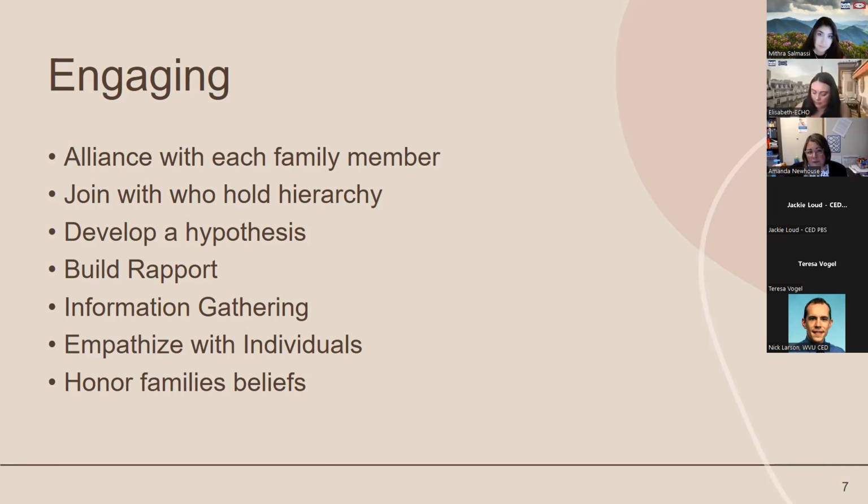You want everyone to feel heard and everyone to feel like they have a say in this, or you're not going to move forward, especially if you don't join with whoever holds hierarchy, right? So you want to join with whoever holds hierarchy in the family first. So you want to quickly gauge and identify that. And sometimes, I mean, we talked about the symmetrical relationships, but sometimes who holds hierarchy is not the parents or the grandparents. Sometimes it's the kids.